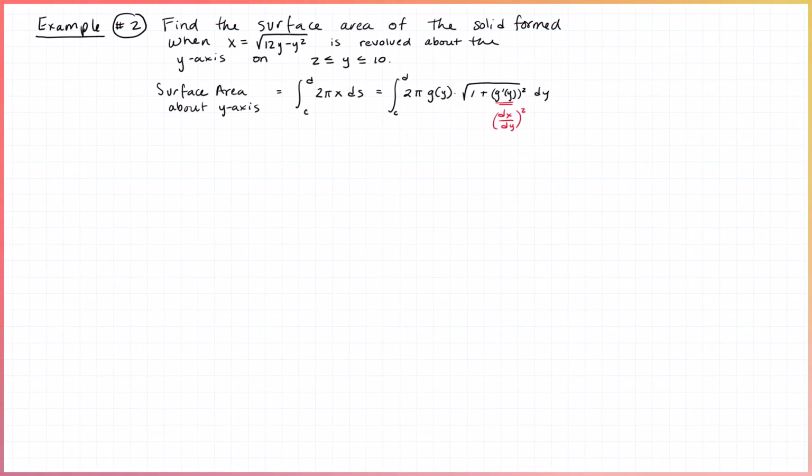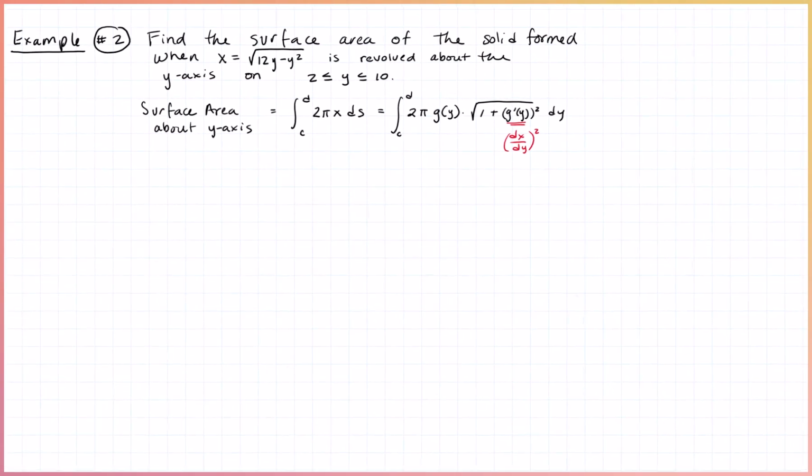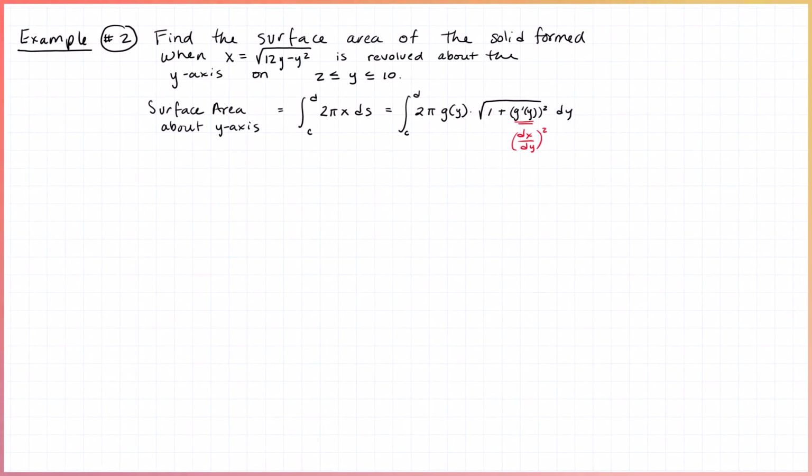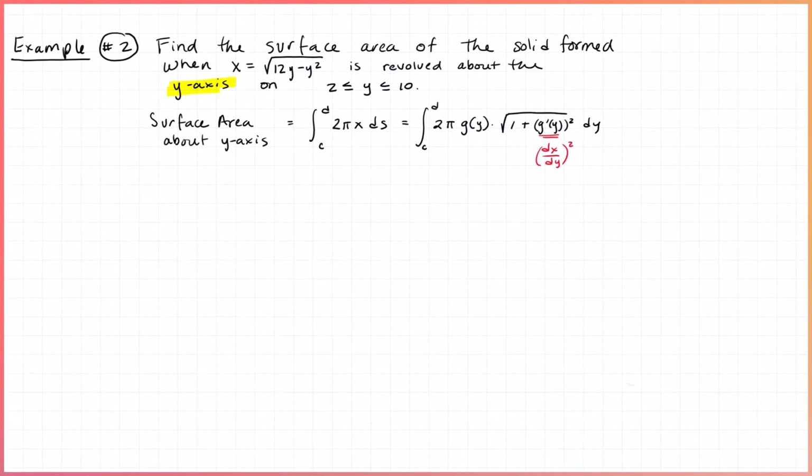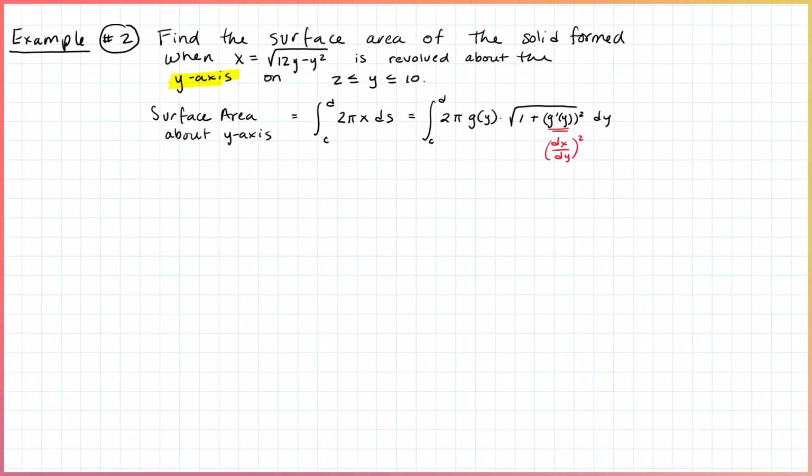So let's find the surface area of a solid formed when we take x equals the square root of 12y minus y squared, and we revolve it about the y-axis. So this one is not one that I would expect you to know how to graph. We could go to Desmos and see what that graph looks like if we wanted to. I'm going to skip that part and just jump right into the calculation because we're going around the y-axis. We know the bounds from 2 to 10. And we just need to plug this into the formula for revolving about the y-axis.